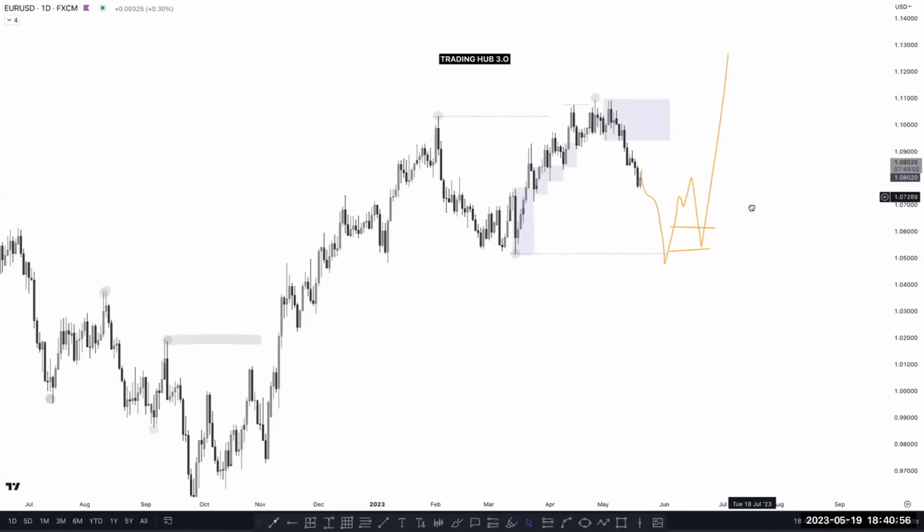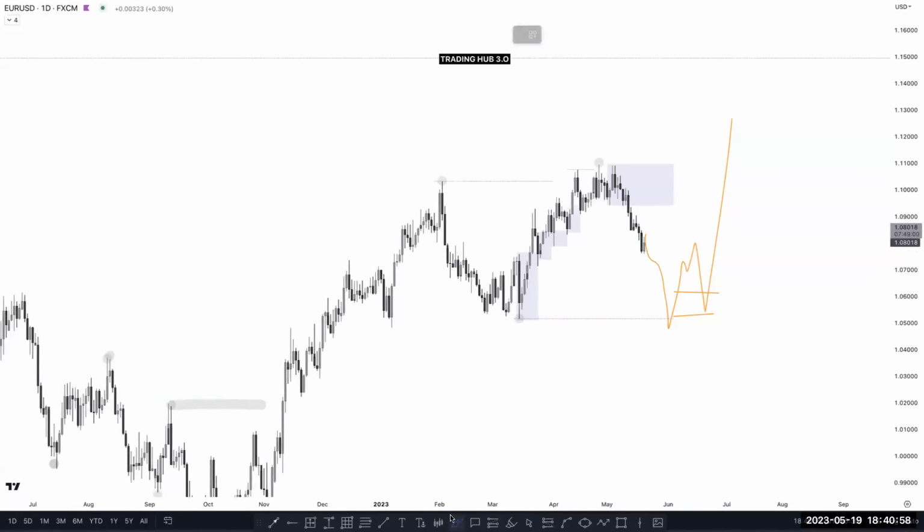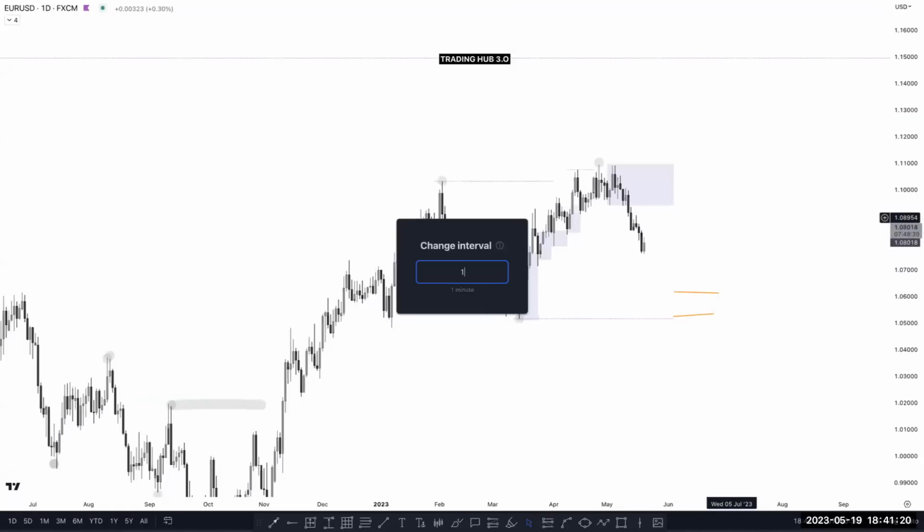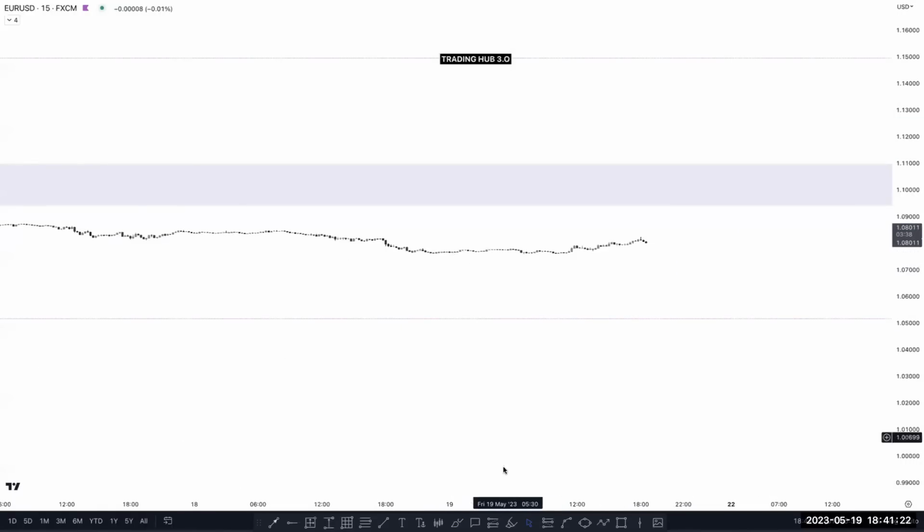So let's see. If you are willing to sell here for the short term, how can you sell here? Simply, you have to wait for price to take out this pullback. If price takes out this pullback, then you can sell here till this low. This low is the target. Now switch to a lower time frame, the 15-minute time frame, to check.